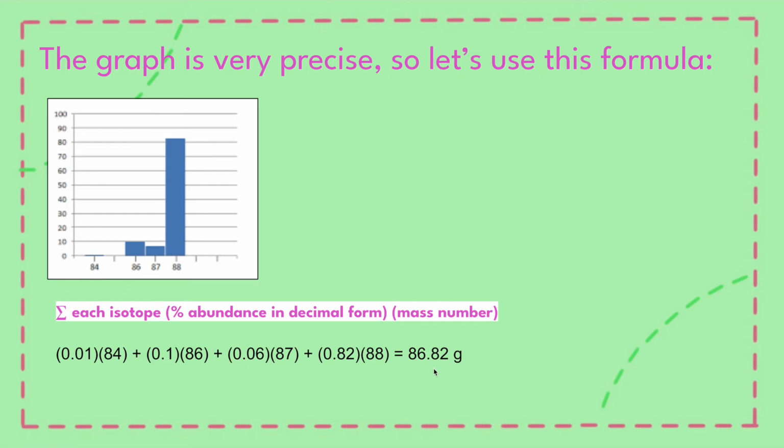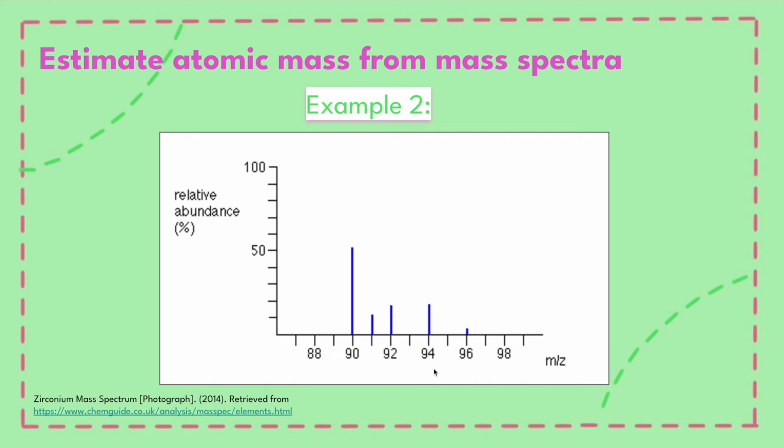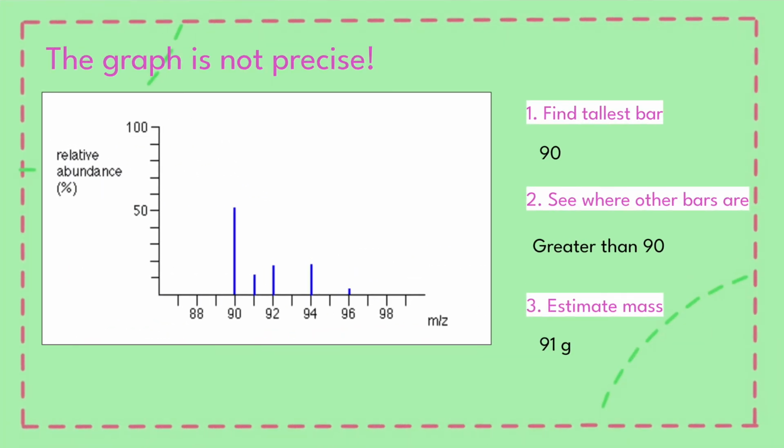For our second example, we have another graph. This graph is not as precise as the first one, and the markings are not detailed enough for us to be able to use the formula. So what do we do instead? Our first step is to find the tallest bar, which is 90 here. This is the most commonly found isotope of the element that the data was collected from.